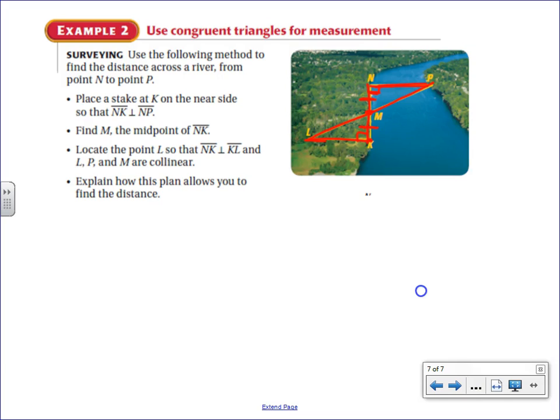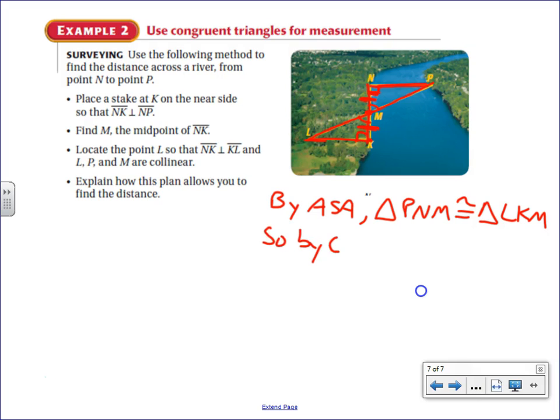So when you do that, you see you have two triangles formed. And how does that help us find the distance? Well, we know we have an angle congruent in both of them because we have two right angles. We have two sides congruent because we have the midpoint. And we also have vertical angles here. And so now by angle side angle congruence, triangle PNM would be congruent to triangle LKM.